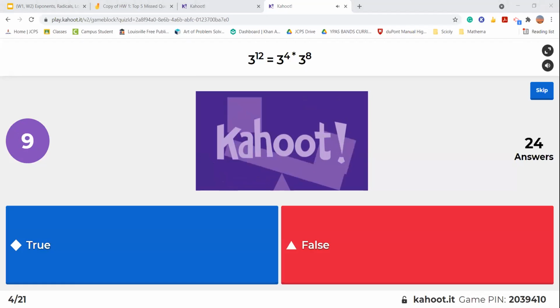The Kahoot audio is so great. It'll randomly get really loud and then get really soft. Maybe it's because I'm sharing my screen. Yeah, that's funny.